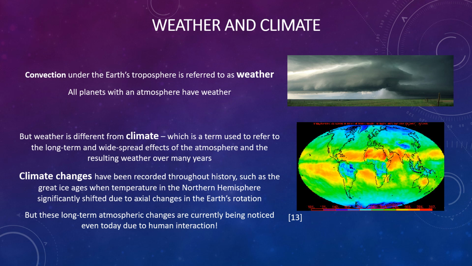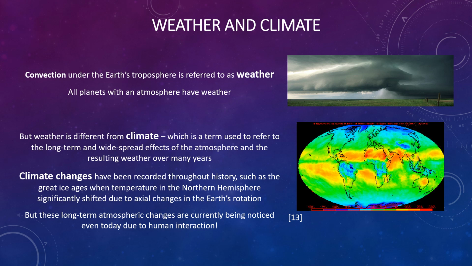So now we're going to talk about the weather and the climate. These sometimes are used interchangeably, but they mean different things. And so, as scientists, we want to use these words correctly. Weather refers to the convection in the Earth's troposphere, which is where we have most of the atmosphere and the atmospheric events. So weather is the day-to-day action of the convection in the troposphere.